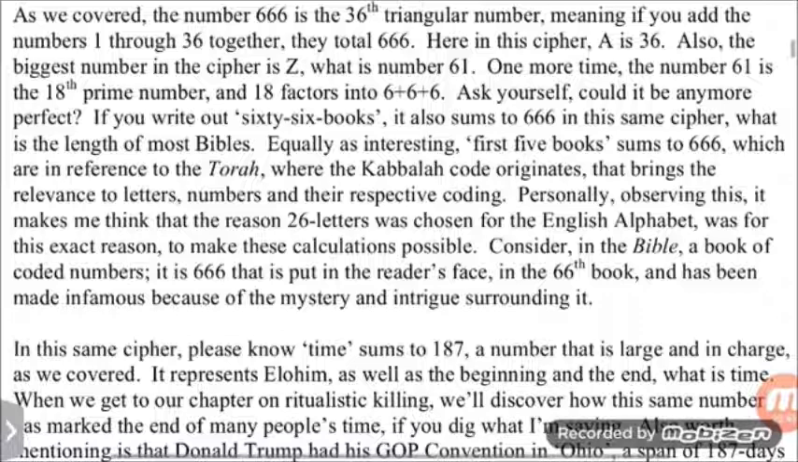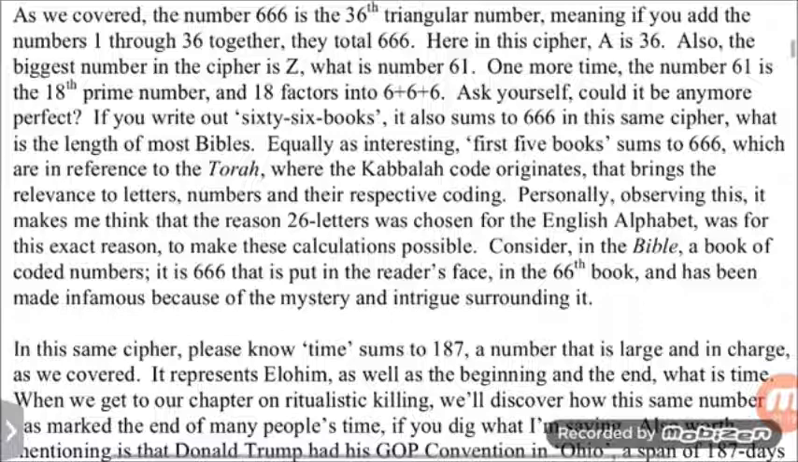Ask yourself, could it be any more perfect if you write out 66 books? It also sums to 666 in this same cipher. What is the length of most Bibles? Equally as interesting, the first 5 books sum to 666, which are referenced in the Torah, where the Kabbalah code originates. That brings the relevance to letters, numbers, and their respective coding. Personally, observing this, it makes me think that the reason 26 letters was chosen for this English alphabet was for this exact reason, to make these calculations possible.